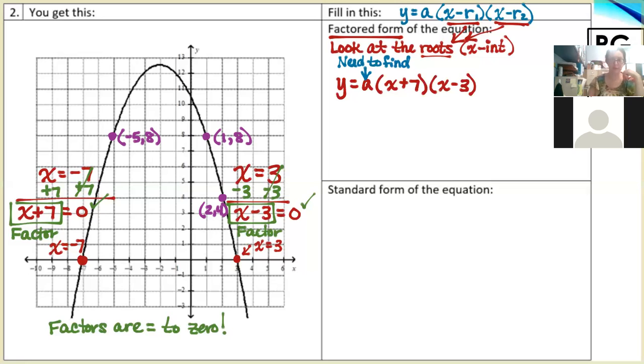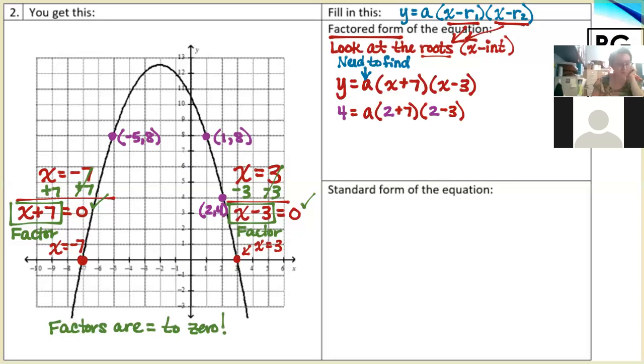Two, 4. That works. Okay, so we're going to use the pair 2, 4. So I'm going to put 4 in the place of Y. And I'm going to put 2 in the place of X. In both spots for X. Has to go in both locations.